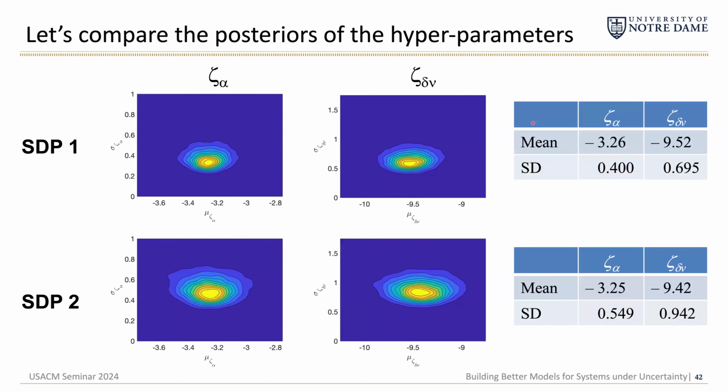And yet again, we see that steel damper pair 2 has larger uncertainty, even if the mean values, once we consider all the data sets, are actually quite comparable between these two devices. So we have our posteriors of our hyperparameters.